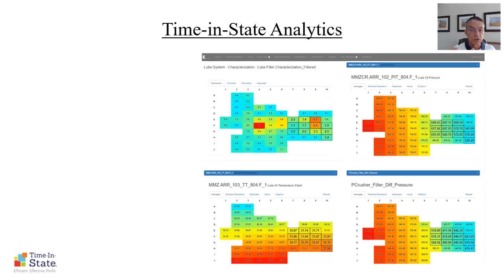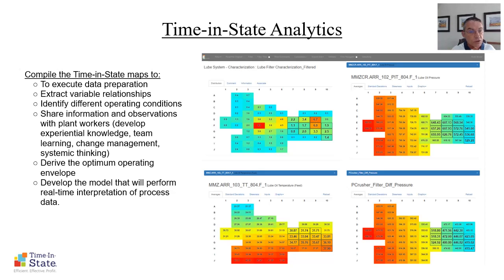So what we use TimeinState Analytics for is first of all data preparation, removing noise and unwanted conditions, extracting variable relationships, and then identifying the different operating conditions. We previously mentioned that. And one can see that you will remain in a certain operating condition for a certain time and then move to a different one. That is valuable information in terms of understanding the behavior of the process and or equipment. And then we share this information and these observations with the plant workers. And as I mentioned earlier, this is the second stage of that development of experiential learning.